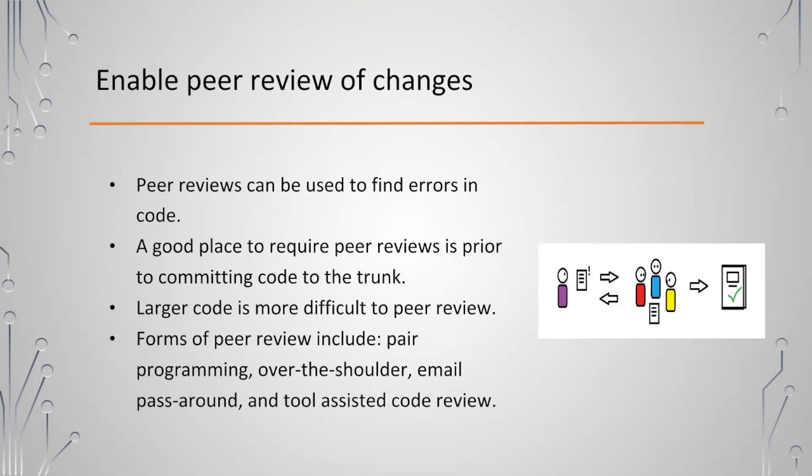Larger code is more difficult to peer review. If you have code that's like 1,000 lines, it can be much easier for the person to miss things and just be lazy with it and say, oh, it's fine. Whereas with smaller code, they're more likely to look over it in detail and catch any of the minor errors that may be in the code. So it's a good practice to work with smaller amounts of code at a time. The common forms of peer review include pair programming, over the shoulder, email pass around, and tool assisted code review.